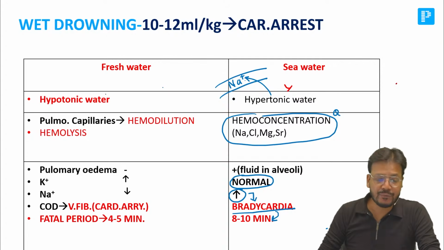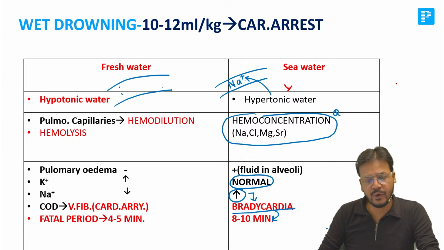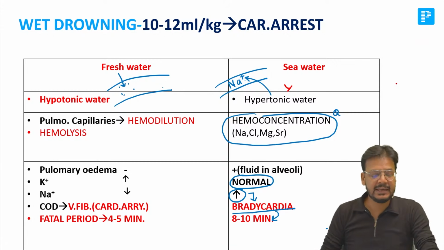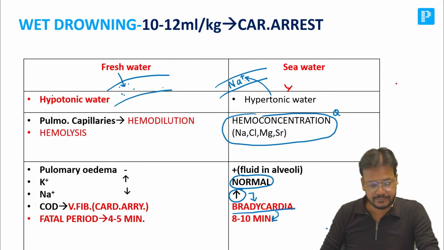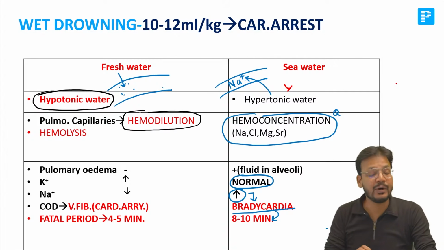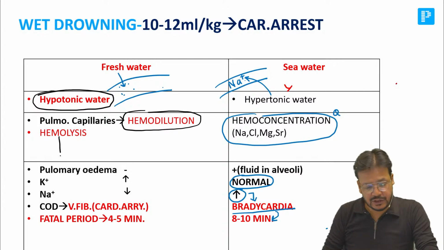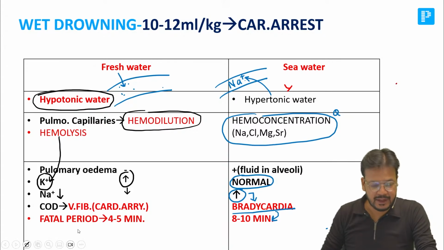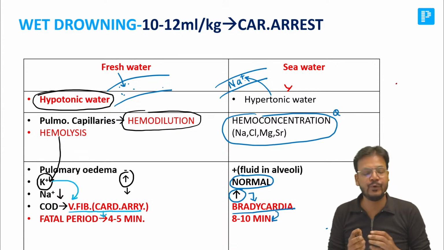What about freshwater drowning? If freshwater goes in the pulmonary capillary, it is hypotonic water. It is not hemoconcentration, it is hemodilution. Here, because of hemolysis, potassium increases, that is RBCs release potassium, hyperkalemia. Here sodium is diluted, hyponatremia. And hyperkalemia, my dear friend, is very, very important. Hyperkalemia causes ventricular fibrillation. You will die in 4 to 5 minutes.